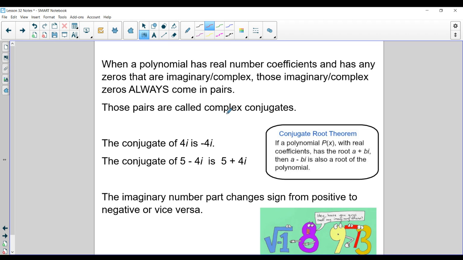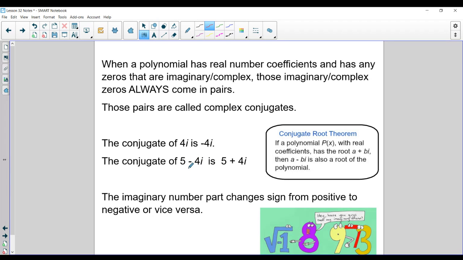So if you have, say, 8i, you're going to have a second imaginary number as one of the answers as well. What this is called is complex conjugates. It's a term that you're going to hear a couple of times, so you should probably know what that is, because I may just ask for it. If you have 4i, the complex conjugate of that is negative 4i. And if you had 5 minus 4i, the complex conjugate would be 5 plus 4i. So it is the imaginary part that changes the sign. The real number part stays the same.